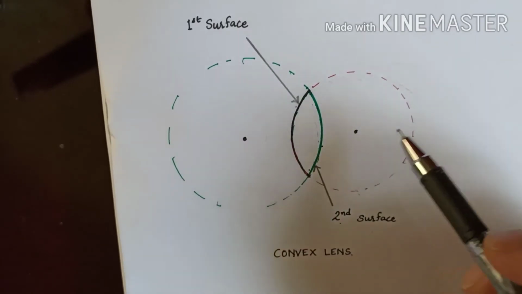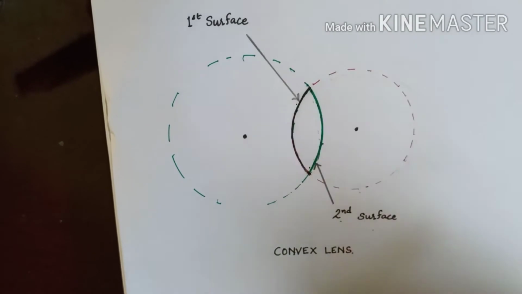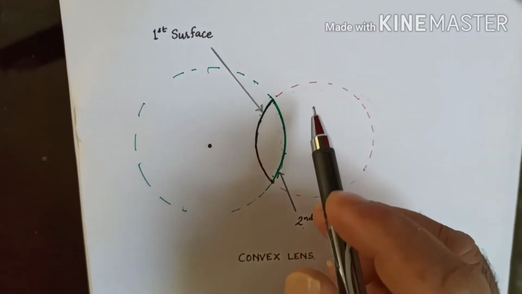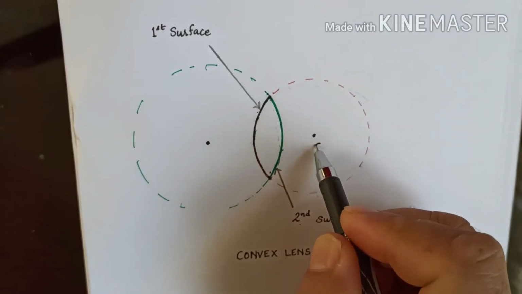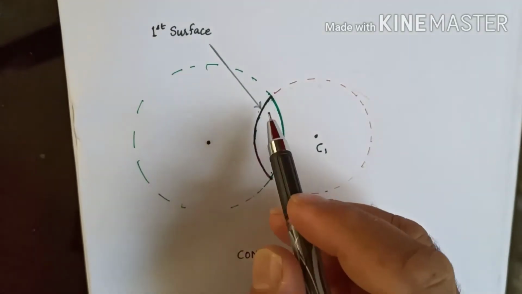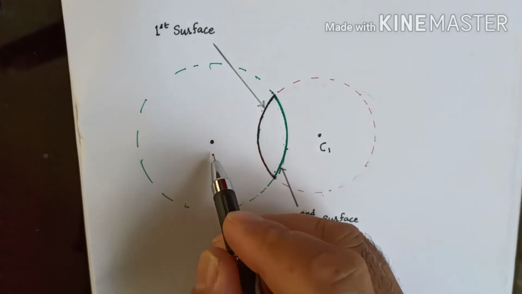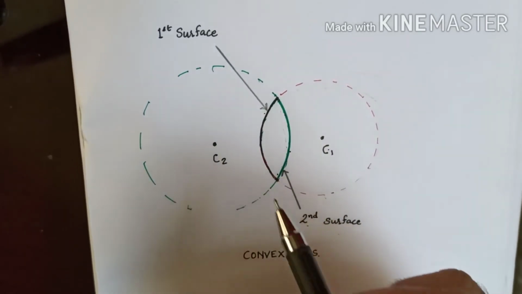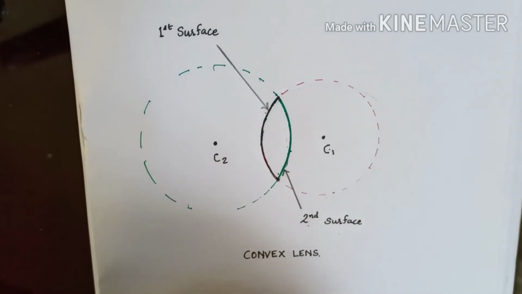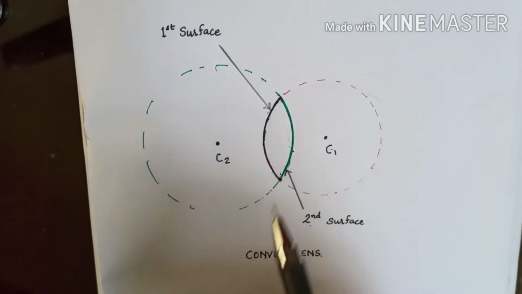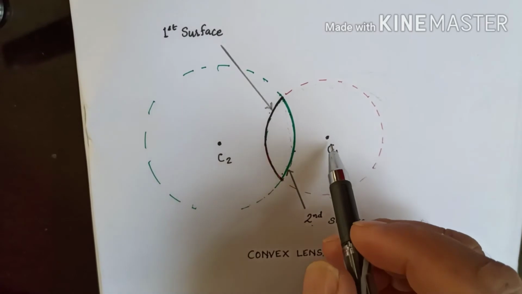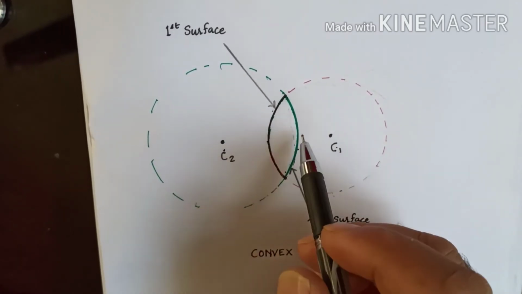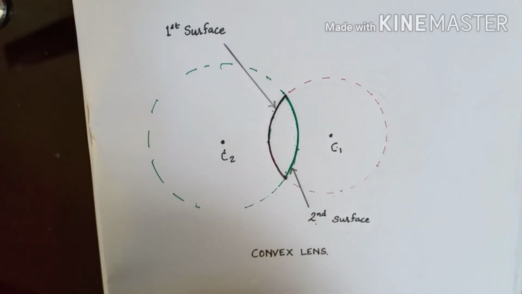Now these spheres will have the center. The center of this first sphere is C1 and the center of this second sphere is C2. So this C1 and C2 are called the center of curvature of the lens. C1 is the center of curvature of the first surface, C2 is the center of curvature of the second surface.